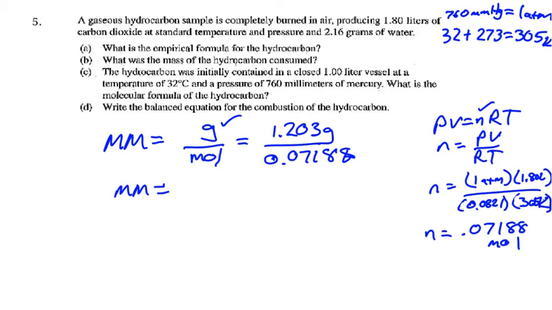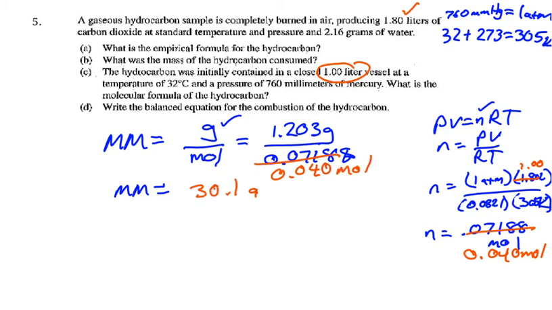Alright, so I'm looking at the key and I clearly made a mistake. Hopefully you guys caught it. It's not 1.8 liters. It was originally, but they're telling us the closed vessel is 1 liter. So that means that this is really 0.040 moles. And if that's 0.040 moles, we come out with 30.1 grams per mole.